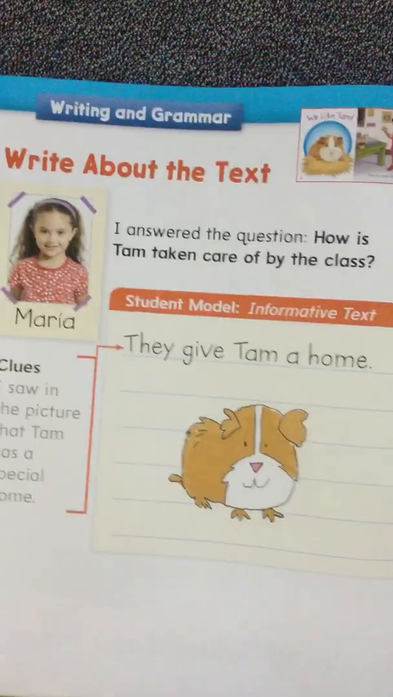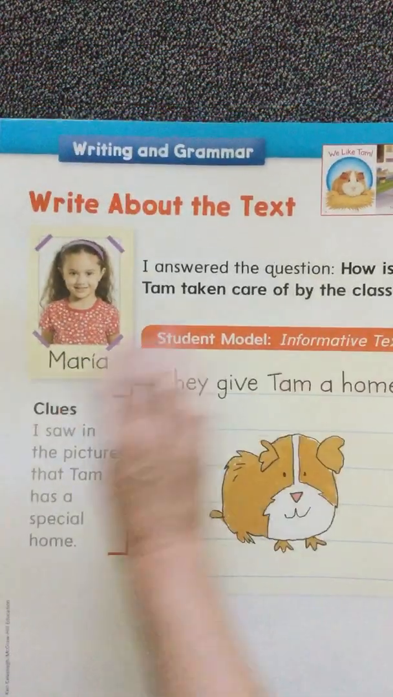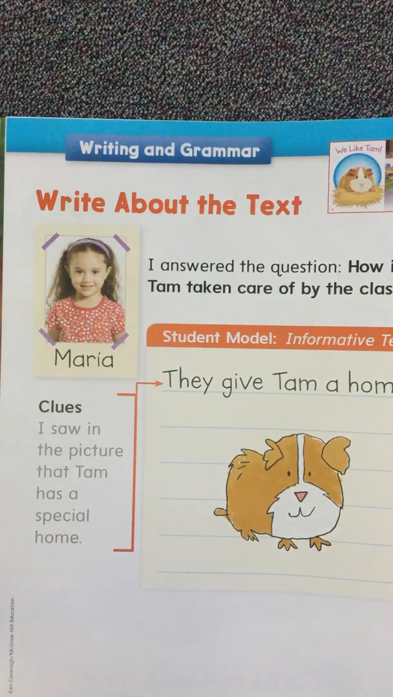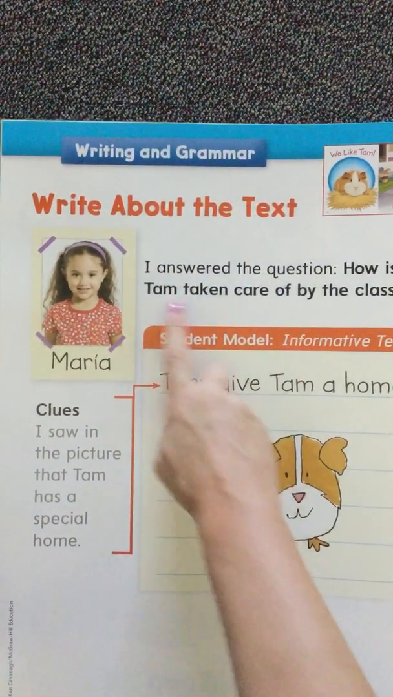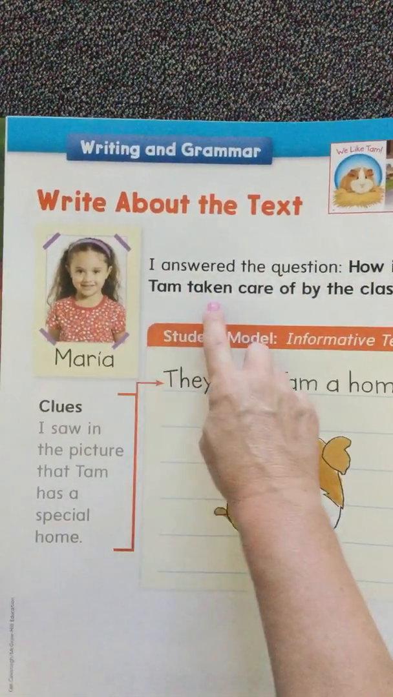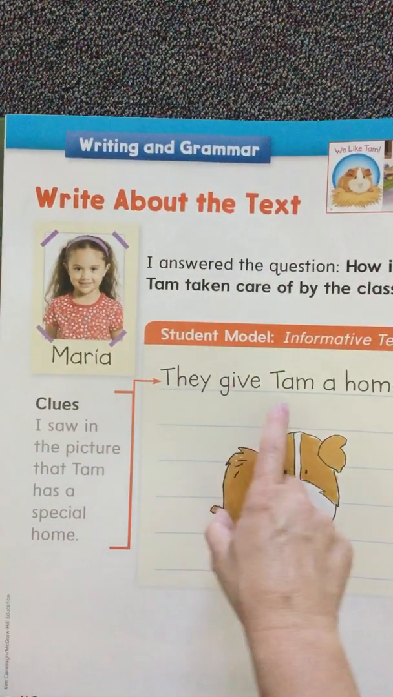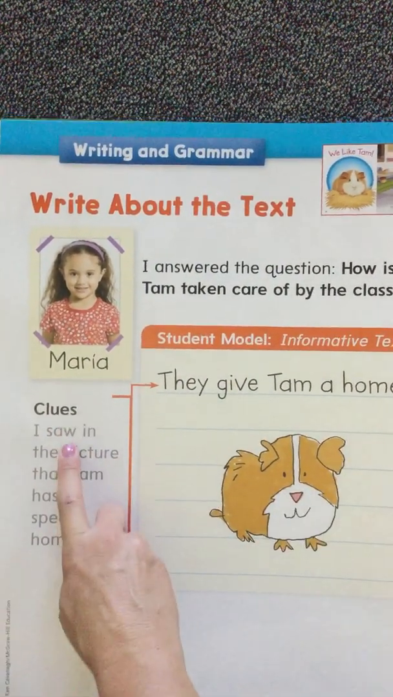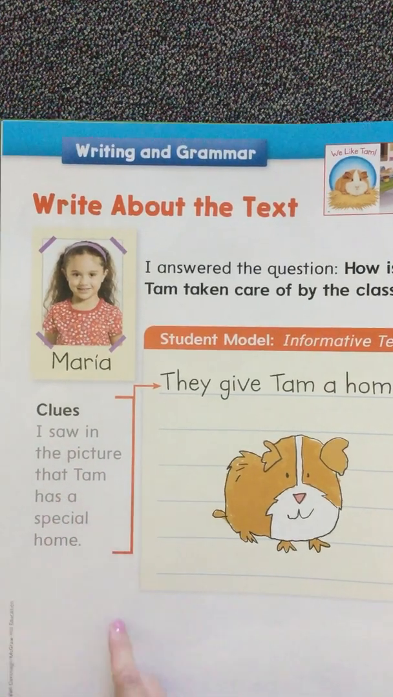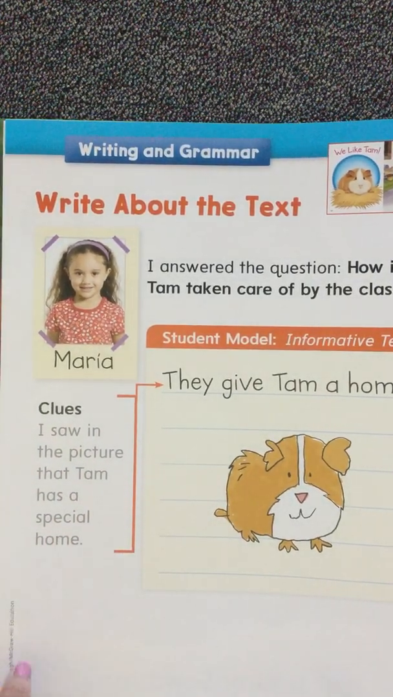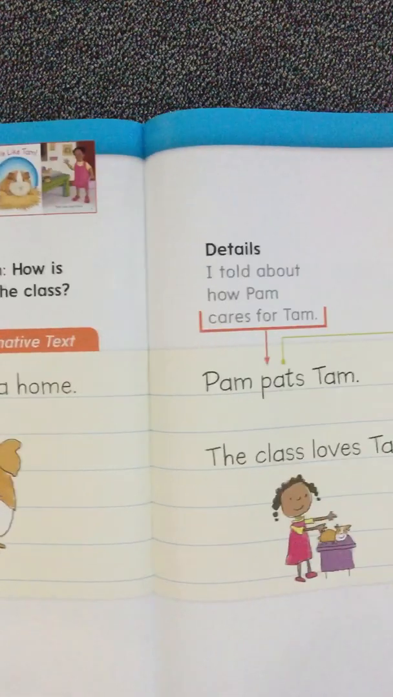Let's look at the next page for our writing and grammar. Okay. Let's see, Maria is here. Let's see what she wrote today. It says, write about the text. I answered the question, how is Tam taken care of by the class? Let's see, it says they give Tam a home. Clues. I saw in the picture that Tam has a special home. Remember we saw that habitat at the very beginning of the story?